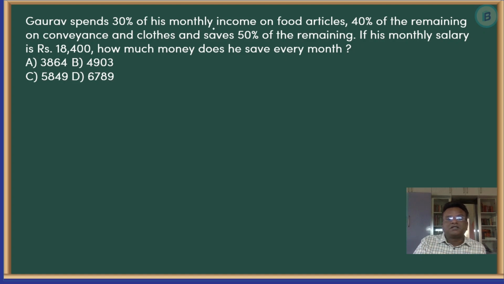Gaurav spends 30% of his monthly income on food articles, 40% of remaining. So let us start with the same thing as we did in the earlier problem. So out of 100, he spends 30% on food, 40% of remaining. So he is left with 70%. And 40% of remaining, so 40% of this 70, that is 28%, he spends on conveyance and clothes.